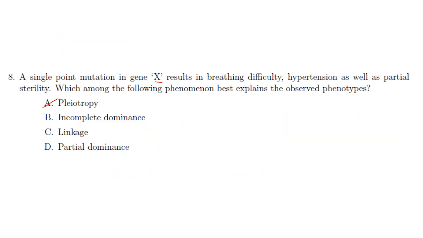Then next one. A single point mutation in a gene X results in breathing difficulty, hypertension as well as partial sterility. Which among the following phenomenon best explains the observed phenotypes? So it is pleiotropy. In pleiotropy, one gene influences two or more phenotypic traits. So here the gene X influences breathing, hypertension and partial sterility. So if there is a mutation in this gene X, it results in all these problems like breathing difficulty, hypertension as well as partial sterility. So it is an example of pleiotropy.